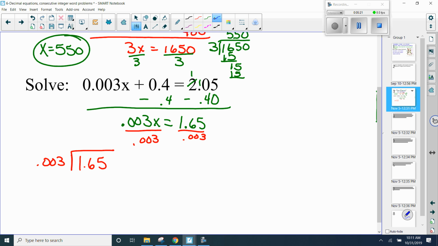You have to make the divisor a whole number. So you got to make that a 3. So you got to move the decimal point over 3 places. And now when you look at that particular problem, it's the same problem that you had right up there. So you can get there. It's just I don't like working with decimals. And I'm guessing you don't either. If you can get rid of fractions and decimals, math is a little bit easier.